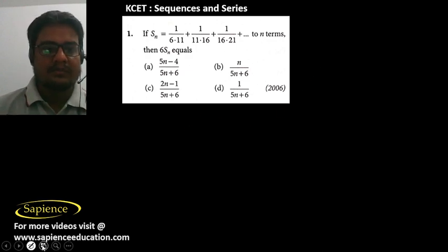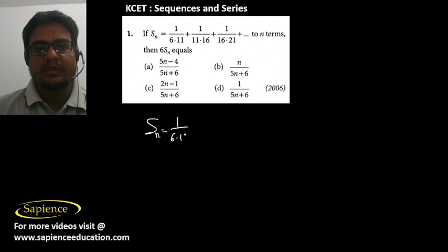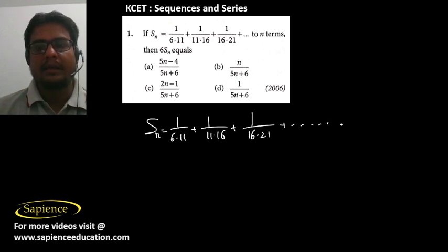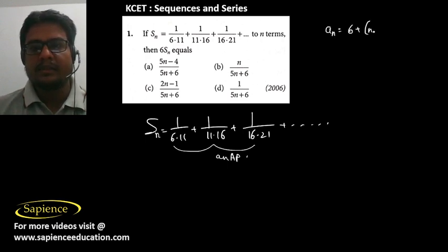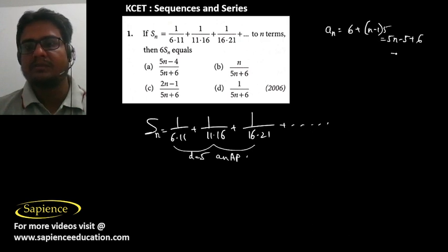So here we shall start off with our very first question, which is Sn equal to 1 by 6 into 11 plus 1 by 11 into 16 plus 1 by 16 into 21 plus till the nth term. So here we can see that 6, 11, 16 are forming an AP, where the nth term can be found as a plus n minus 1 into d. Here d, the constant difference, is 5, so that is into 5, so this will be 5n minus 5 plus 6, that is 5n plus 1.